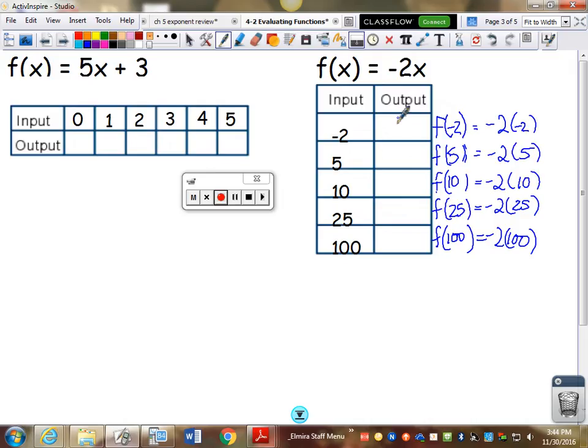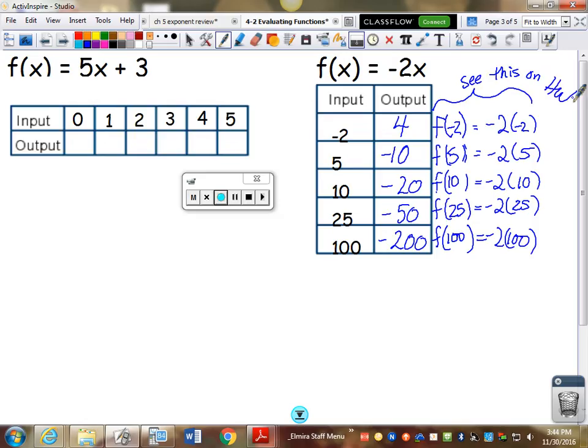Negative 2 times negative 2 is positive 4. Negative 2 times 5 is negative 10. Negative 20, negative 50, negative 200. Guys, I need to see this on your homework.